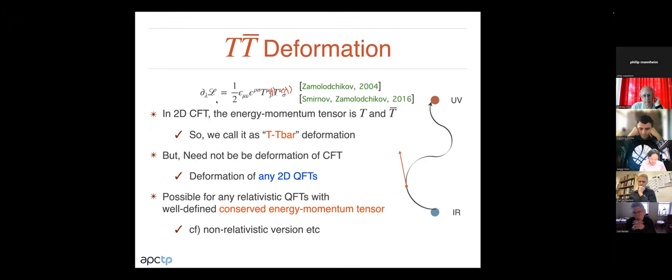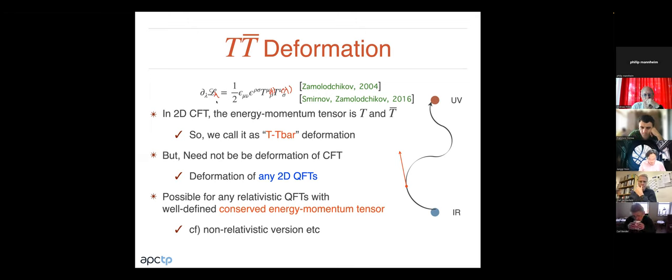So lambda is a deformation parameter. Oh, okay. So this is the deformed Lagrangian, and this energy momentum tensor is defined in the deformed theory. But lambda is a scalar. Yeah, scalar, just a parameter, yes. Okay, thank you. Yeah, just a parameter.